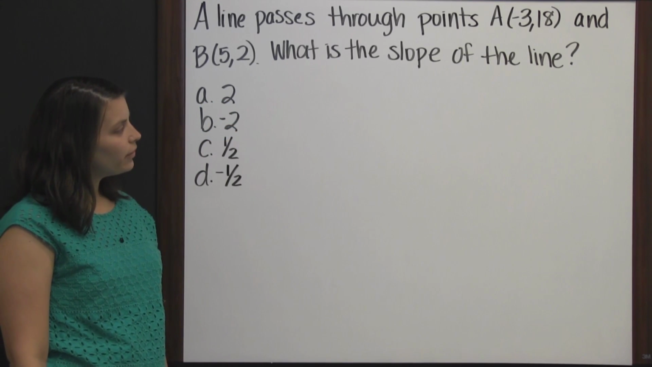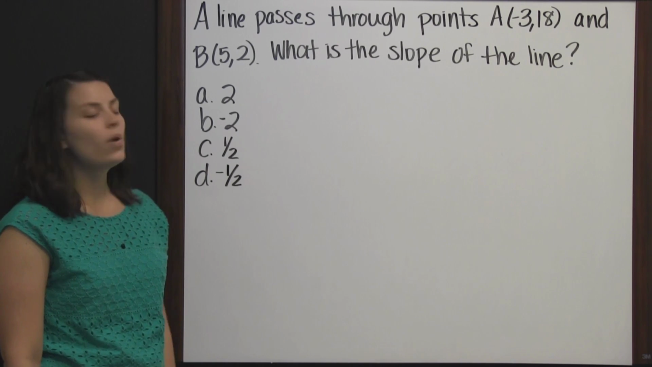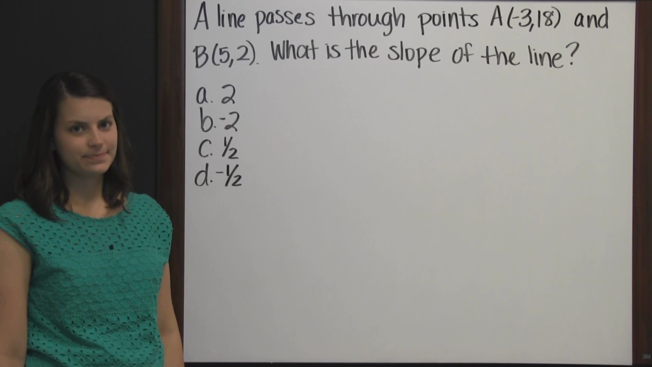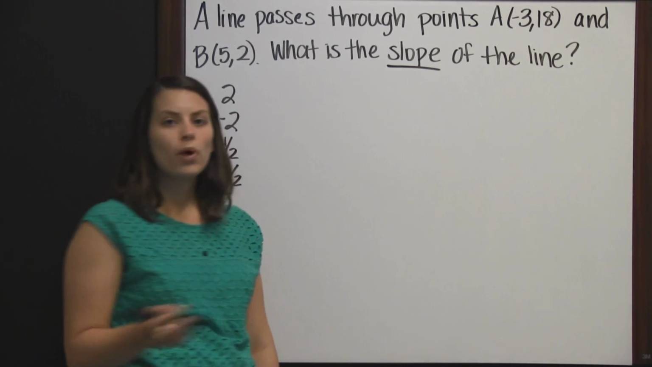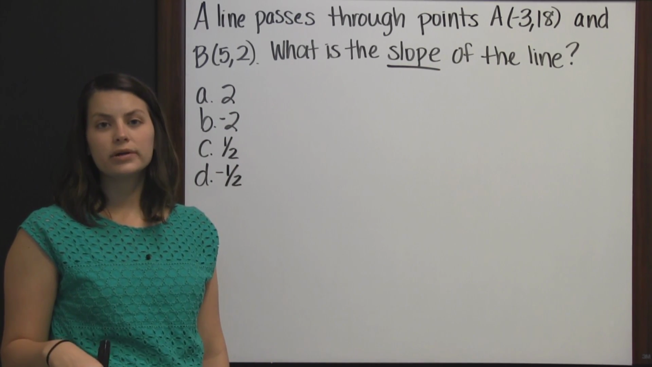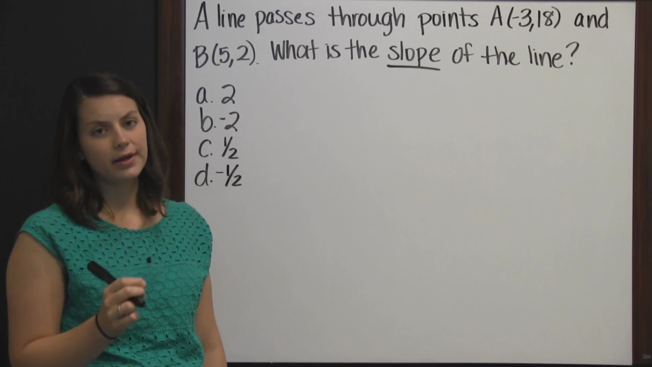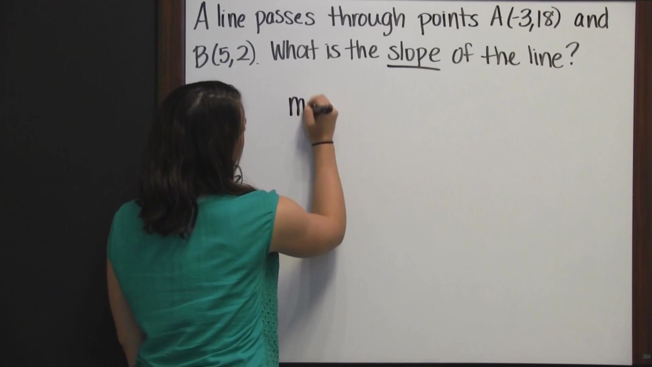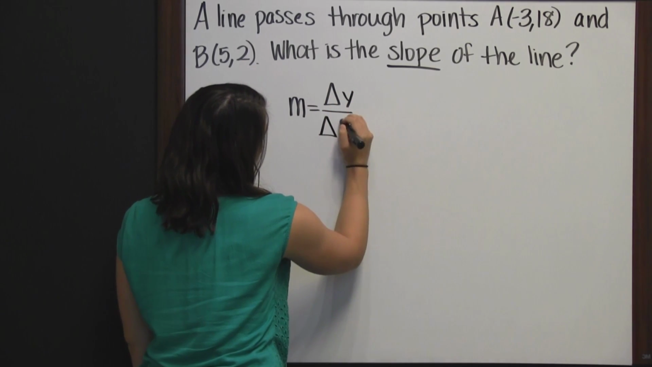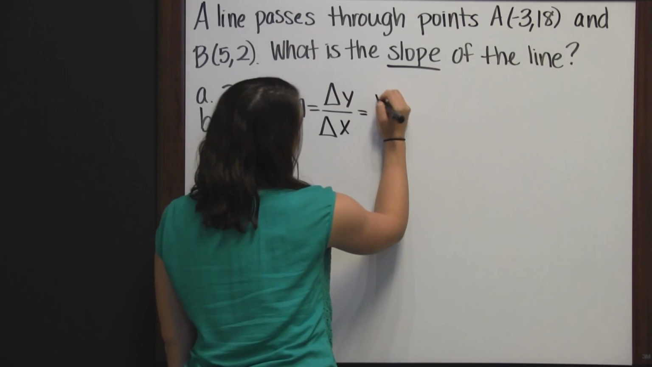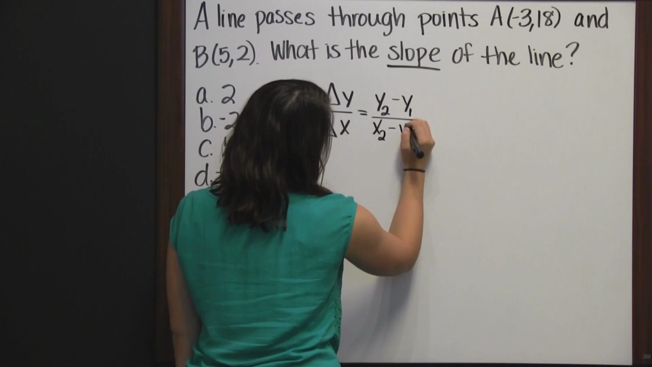A line passes through points A, -3, 18, and B, 5, 2. What is the slope of the line? Well, there are a couple of different ways we can find slope. One would be to graph these 2 points on a coordinate plane and then count between the points the rise and the run. Because that's all that slope is, really. Slope is the change in your y values divided by the change in your x values. Or y2 minus y1 divided by x2 minus x1.